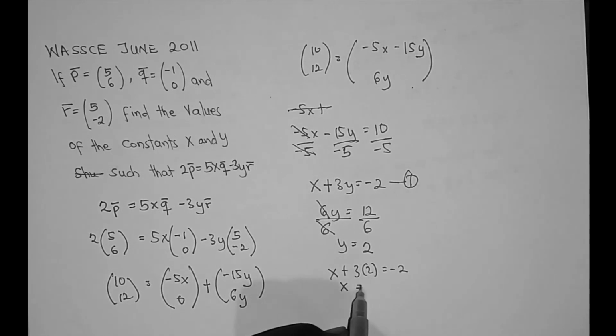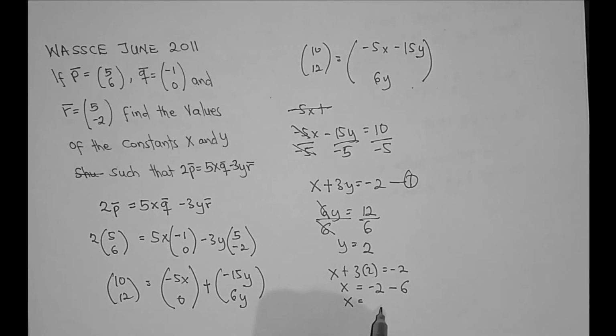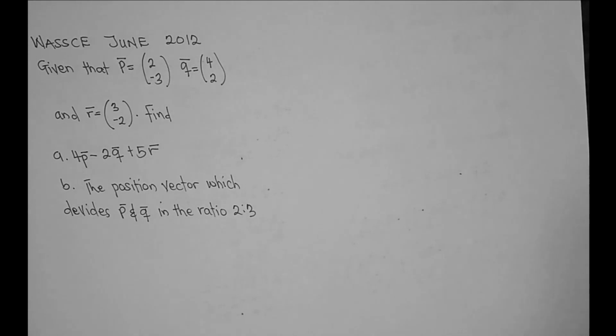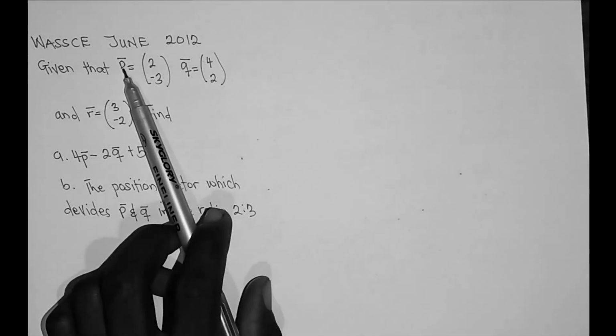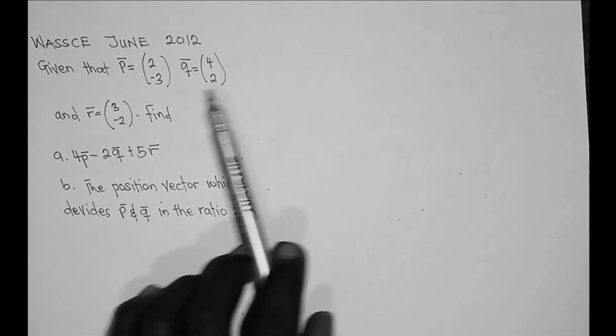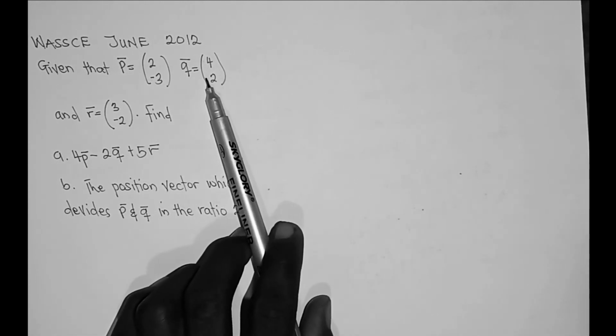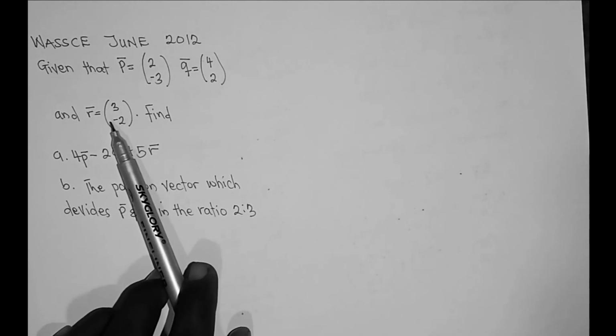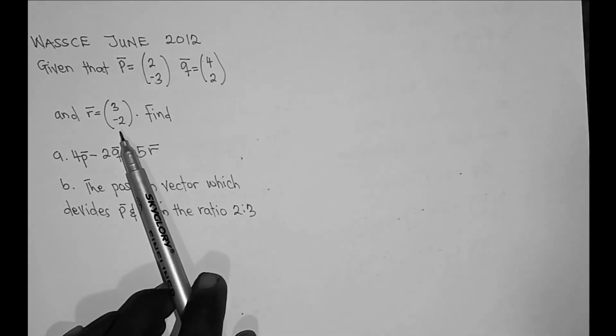So x is equal to minus 2 minus 3 times 2 is 6. And therefore x is equal to minus 2 minus 6 is minus 8. Given that the vector p equals (2, minus 3), and vector q equals (4, 2), and vector r equals (3, minus 2).